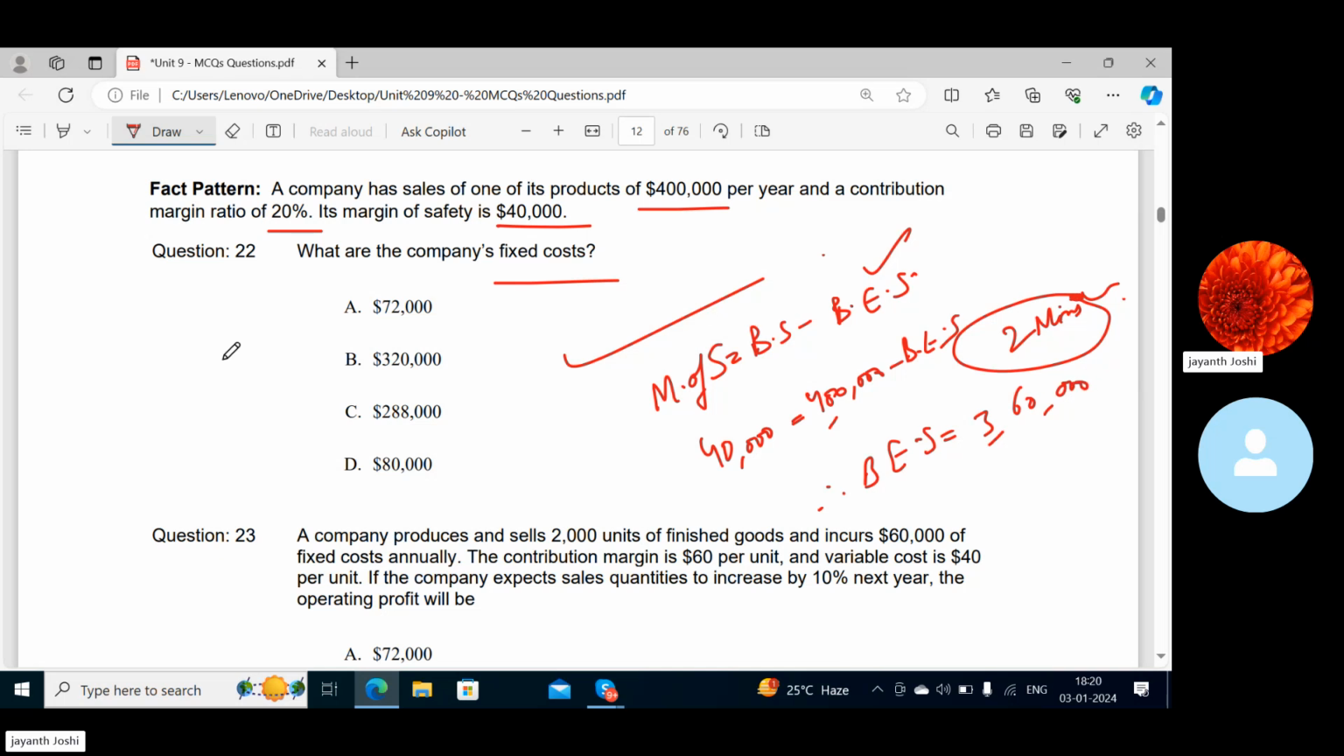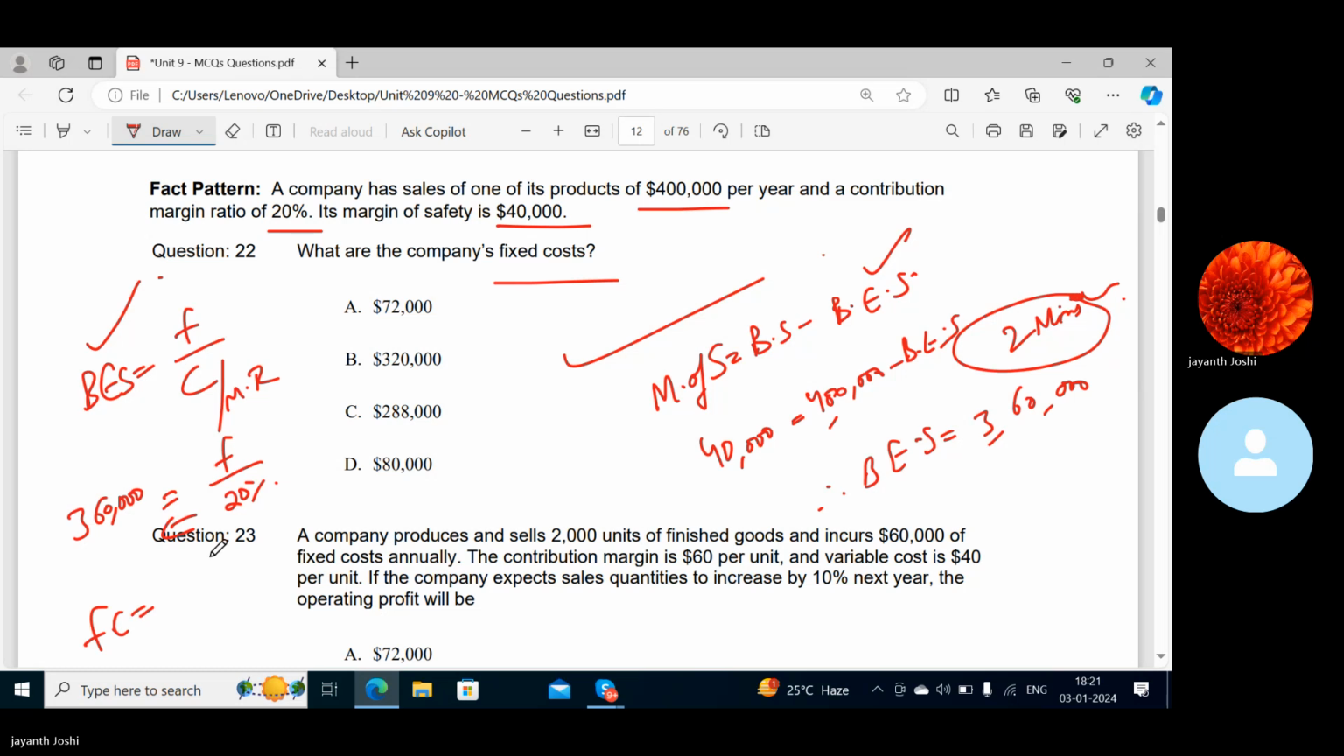Now, the break even point of sales formula is fixed cost by contribution margin ratio, because it is break even point in sales, right? So what is the break even sales? 3,60,000. Fixed cost by 20%, cross multiply. 72,000. Understood? Yes, sir. Finish this. I'll move forward.